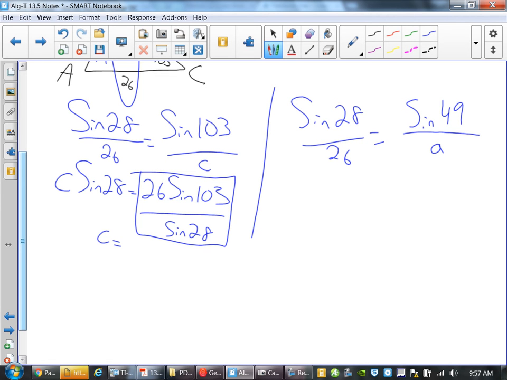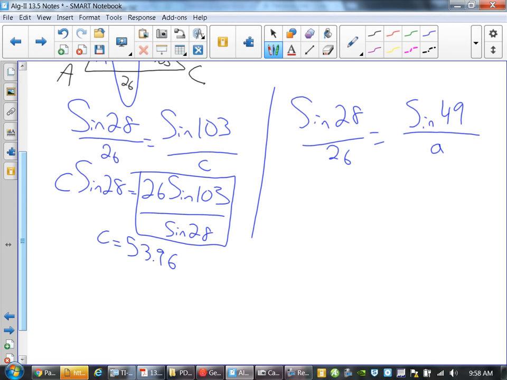Now, when I do this in the calculator, what's nice about yours, you can do the alpha y equals and make your fraction bar. I highly recommend that. You run less of a risk by using a fraction bar than by using parentheses and dividing. You're going to be a lot less likely to screw up. So if I create my fraction bar, then I type in 26 sine 103 over sine 28, I get 59.96. Do you guys agree? Yep.